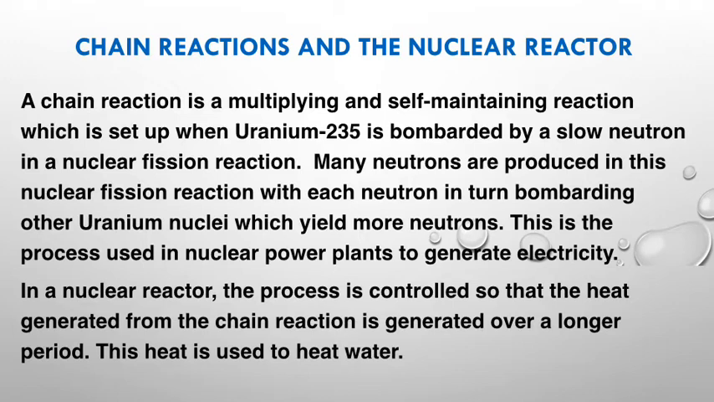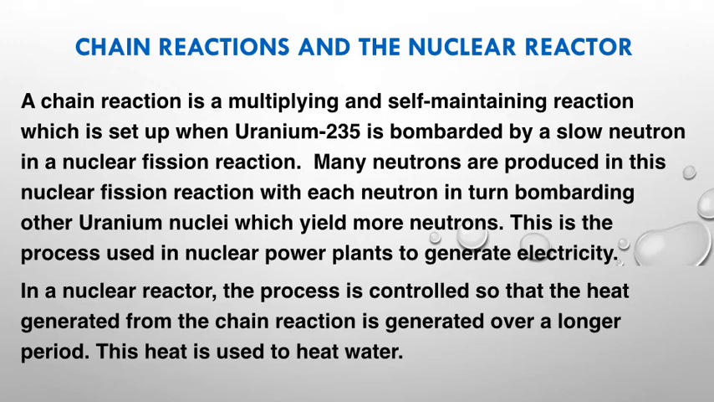Now, that reaction itself also releases additional neutrons. The neutrons that are released will move to strike other uranium atoms nearby, and those other uranium atoms too will split again, and the process continues like that. That is what we call a chain reaction. So this is a process used in nuclear power plants to generate electricity.